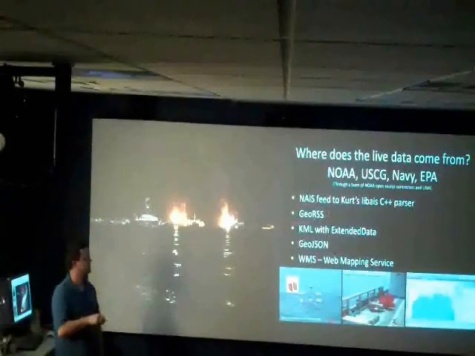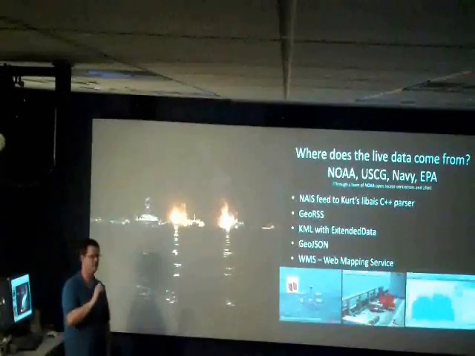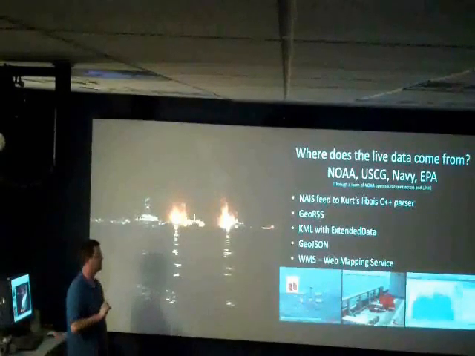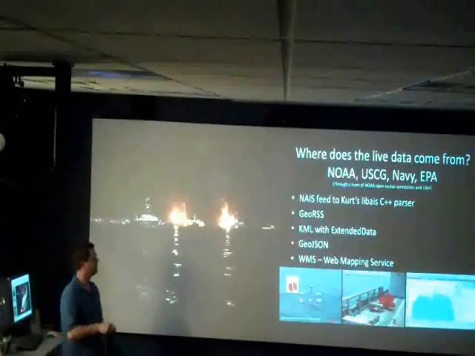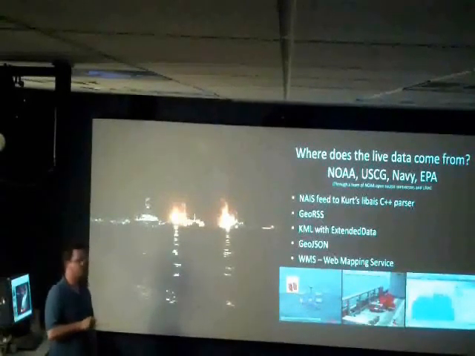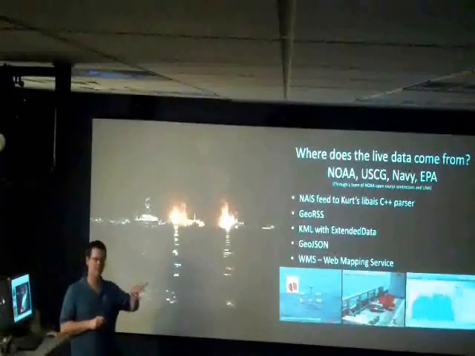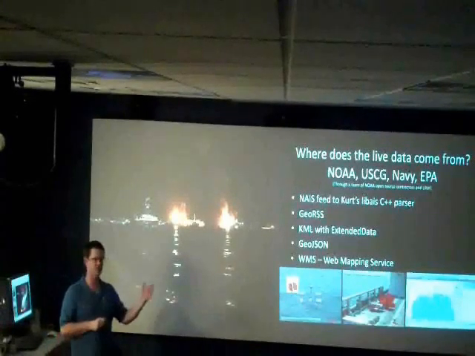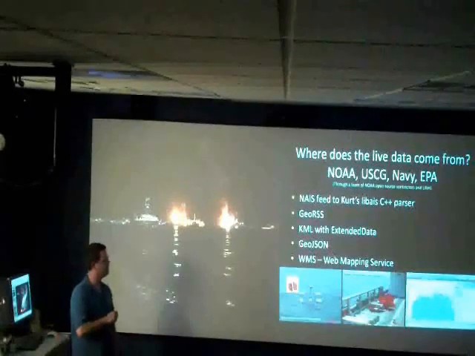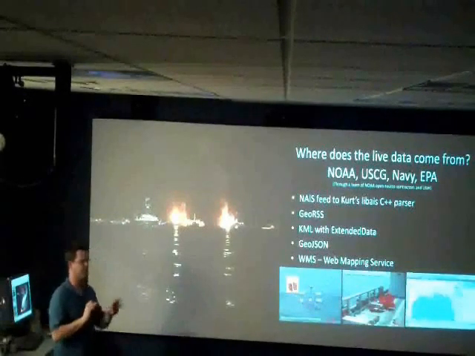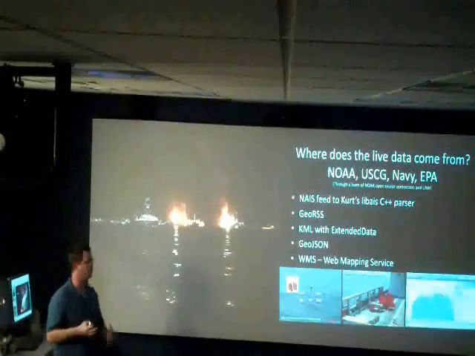There's a technology called GeoRSS, which is really simple syndication. These are basically like news feeds that tell you location and something happening. We use those for sensors and things like that. KML is the Google Earth format. There's a new addition to it called extended data, which lets you, in addition to making a pretty Google Earth map, actually bring in machine-readable data with it. GeoJSON is a new technology for sending little bits around the web. It's a very web-oriented protocol.